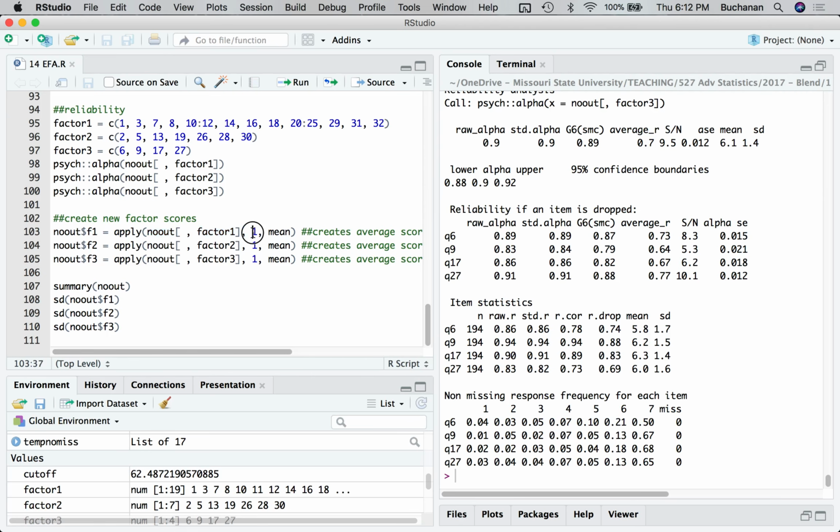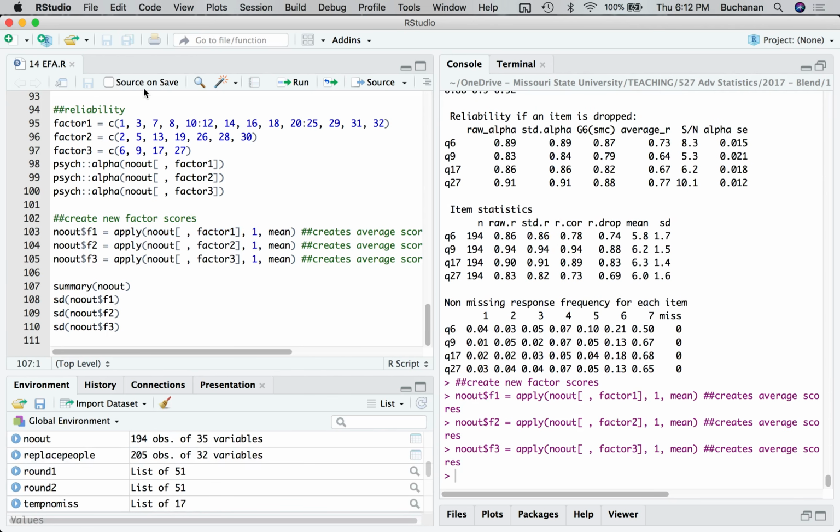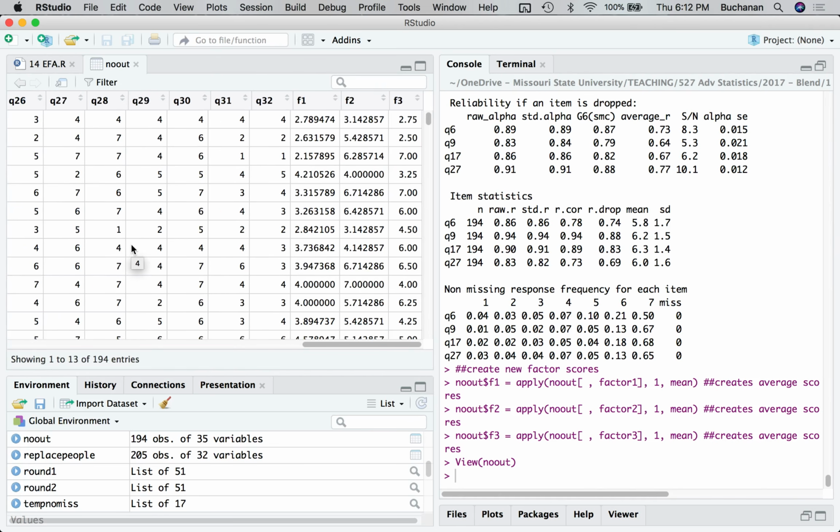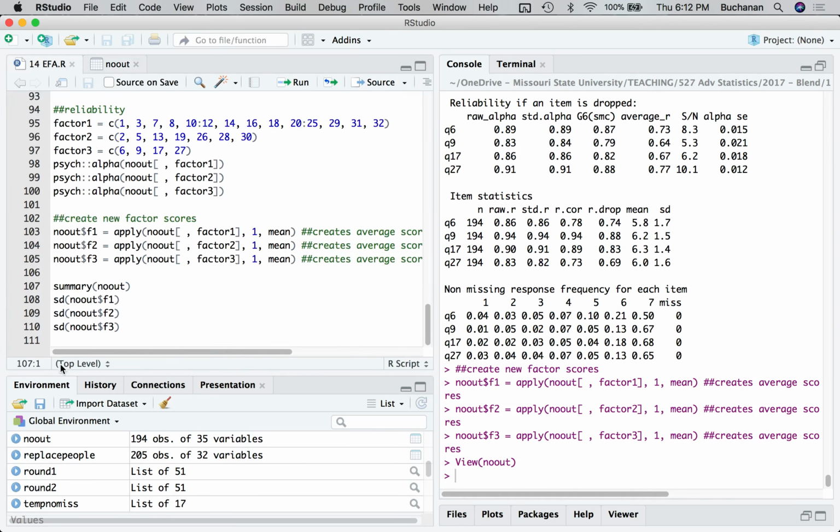All right, so one for rows here. Now if I want to know factor 1's average, I can do that here in a minute. So I'm going to create 3 new columns in our no-out data set that are the average scores for each subscale. So I could call them their names as well. But these are the scores for each participant on their individual subscales here.